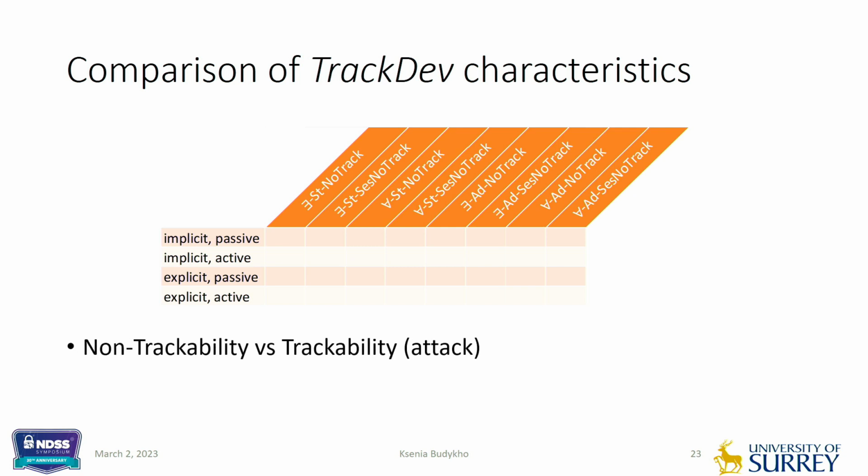So very quickly, as I mentioned here, we use the word non-trackability as a positive notion, so the privacy requirement, whereas when I say trackability, usually it means the trackability attacks or the refutation of the privacy requirement.